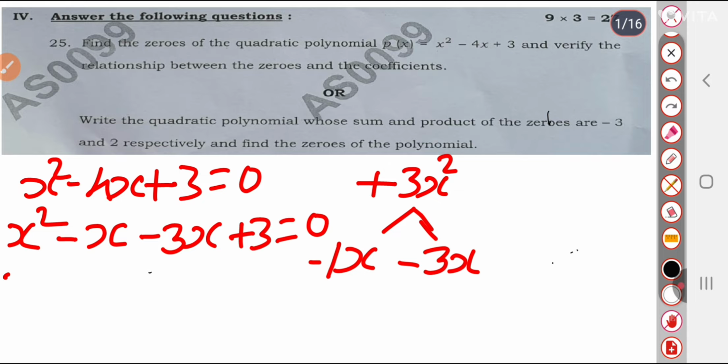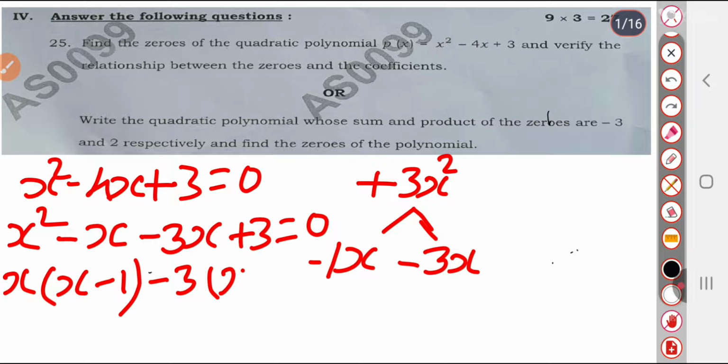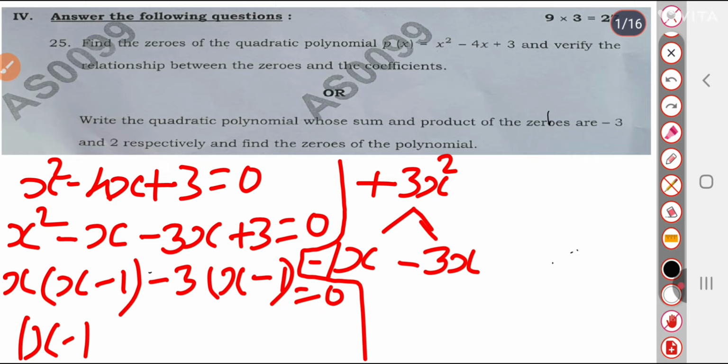Here common is x. What is remaining? X minus 1 is remaining. Here minus 3 is common. What sign is there in the third term? Same sign we have to take. If we take minus outside, different sign will be inside. That is plus becomes minus. Opposite sign will be inside. X minus 1 is equals to 0. Here x minus 1, x minus 3 is equals to 0.